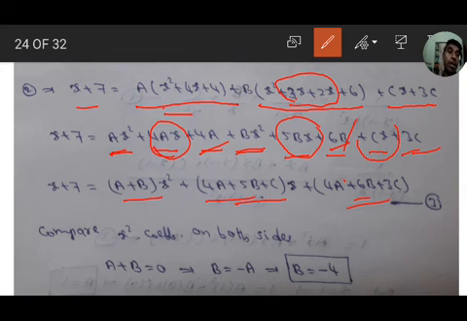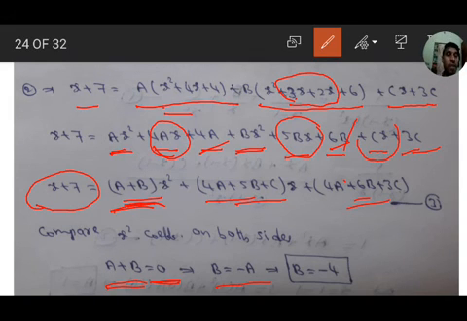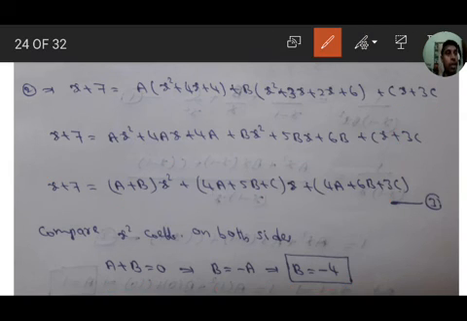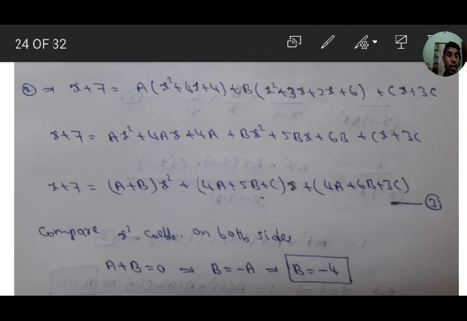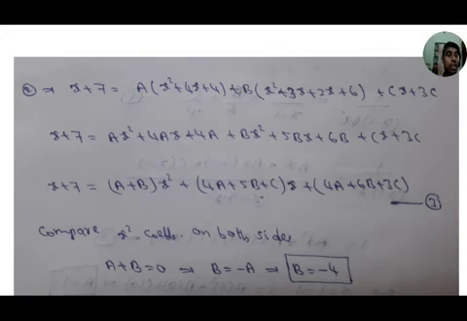So we compare, we have to get the values. Compare any terms. Here the x square term is very simple, so compare x square terms on both sides. In LHS there are no x square terms, which means the coefficient is 0. In RHS the x square coefficient is a plus b. A plus b equals 0, that is b equals minus a. The a value is 4, so b equals minus 4. Therefore a equals 4, b equals minus 4, c equals 5.